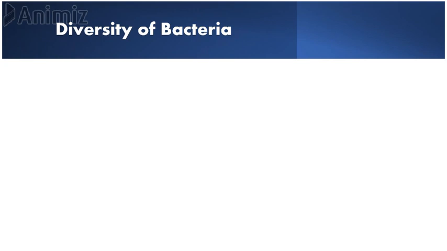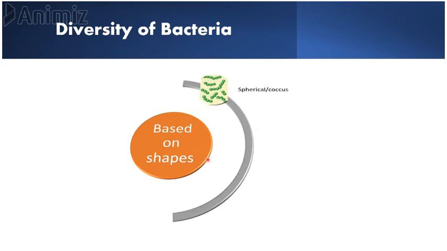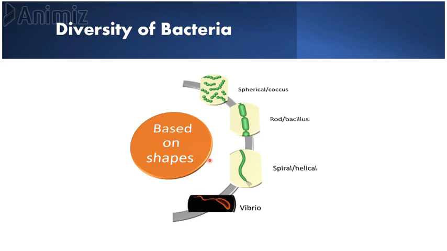Let's move to diversity of bacteria. We classify bacteria based on the shapes of the bacteria. The first one is spherical or coccus. So from the name you can see that the shape of the cell is spherical. And other than that, some bacteria are rod or bacillus shaped. And certain bacteria are spiral or helical in shape. And certain bacteria are vibrio, meaning that the shape is more like a comma.